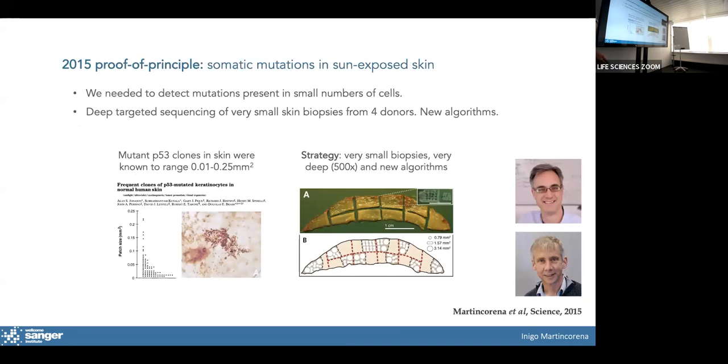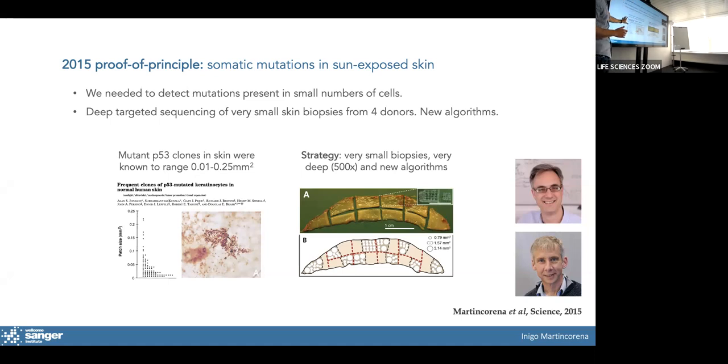So this work started for us with this paper in 2015. This is work that I did during my postdoc with Peter Campbell and Phil Jones at the Sanger Institute. And really, this was the first time that we detected somatic mutations in a normal solid tissue. And we chose to do this in sun-exposed skin. And the challenge was to be able to detect mutations present in very small numbers of cells.